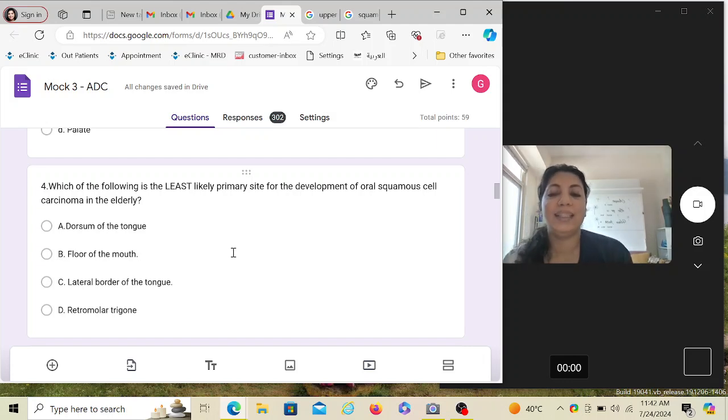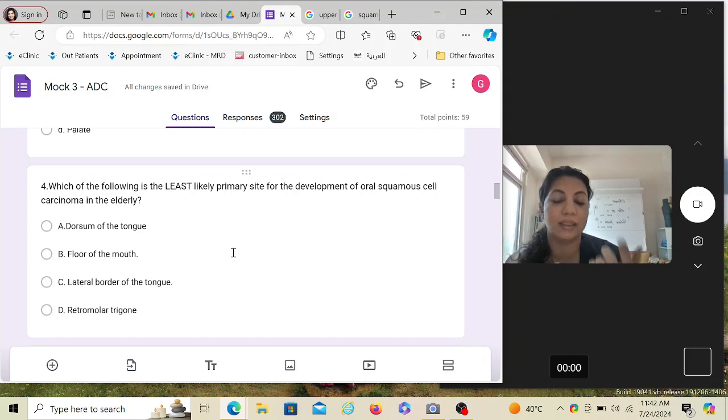Which of the following is the least likely primary site for the development of squamous cell carcinoma in the elderly? Okay, again, a very good question. First, least likely means the last area where it would occur first. You understand? There are many areas in the body where you otherwise would not think there would be squamous cell carcinoma, but it can metastasize to them, forming a secondary site, but it won't be the primary site in those areas. So what is the question asking?